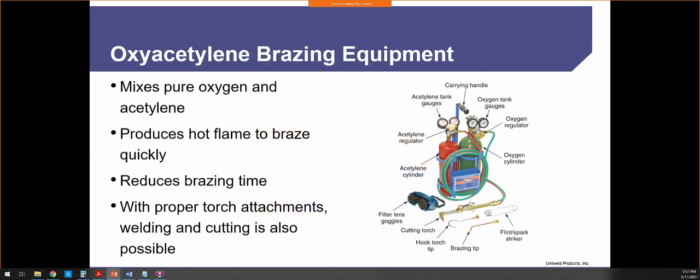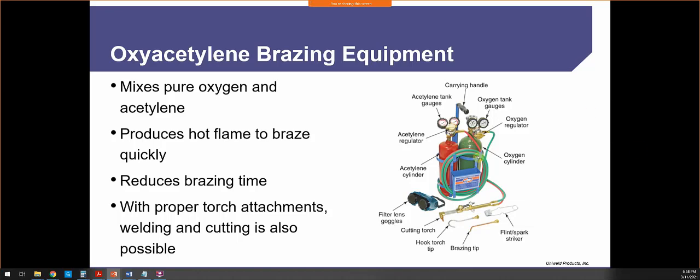All right, so here's our torch kit. What we're going to do is mix oxygen and acetylene together to create a nice hot flame for ourselves. Then the hot flame is actually going to reduce our brazing time because we're going to get that surface nice and hot, which is going to melt our filler metal without potentially cooking that service valve or anything else in that area.